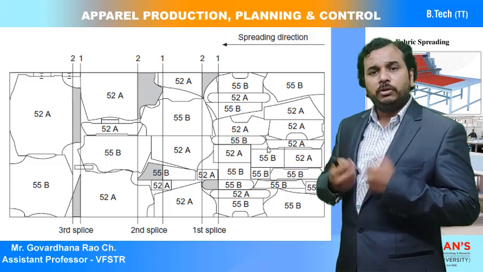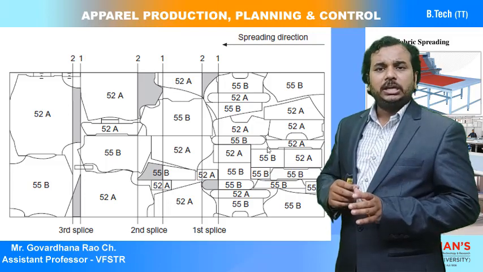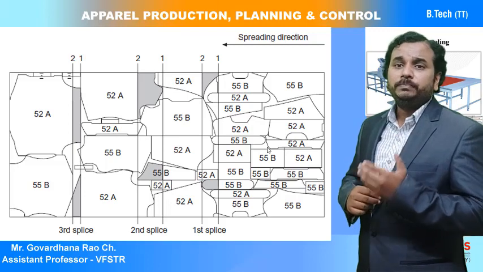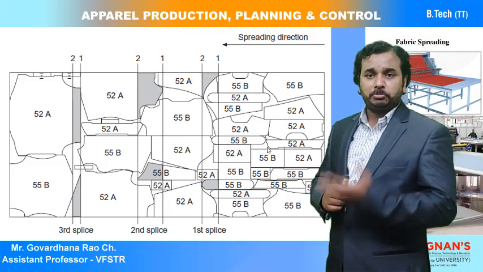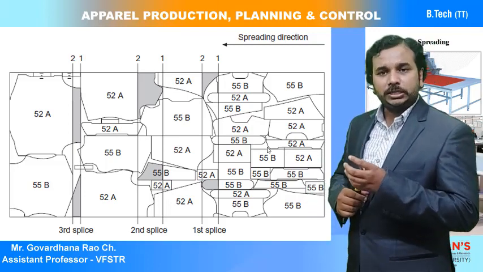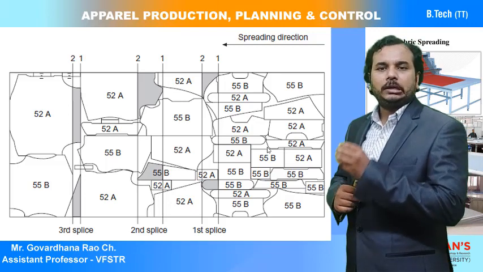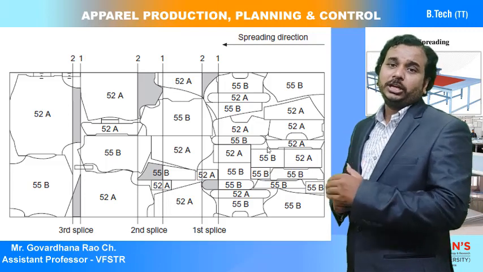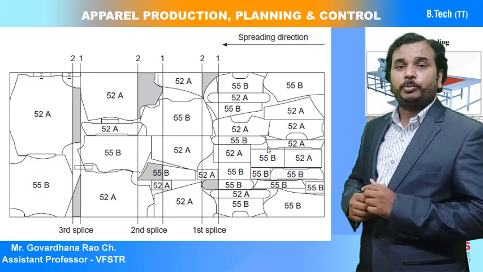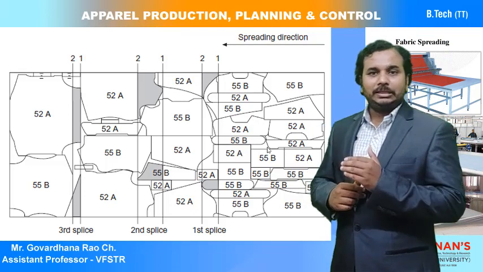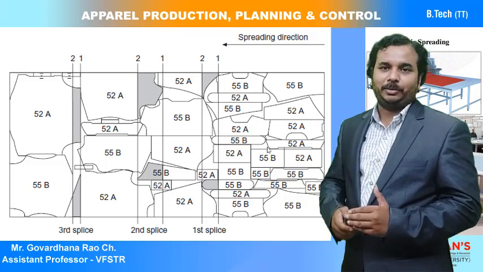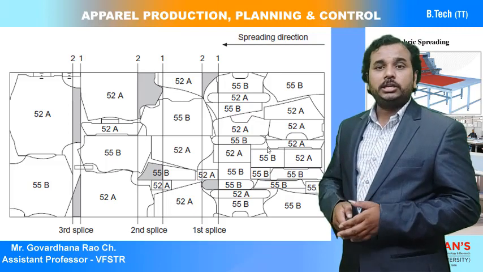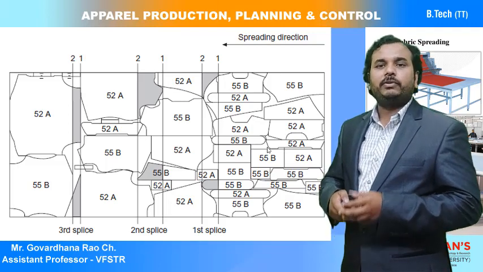If you miss or forget to see any fault while spreading, what will happen? You don't observe it. Wherever the fault came, the faulty cut component has to be recut in the next process. Okay, so that is again a very time consuming process. That is why it should be seen at the spreading time and the cutting time. These splice marks are very important in the case of marker and in case of cutting.